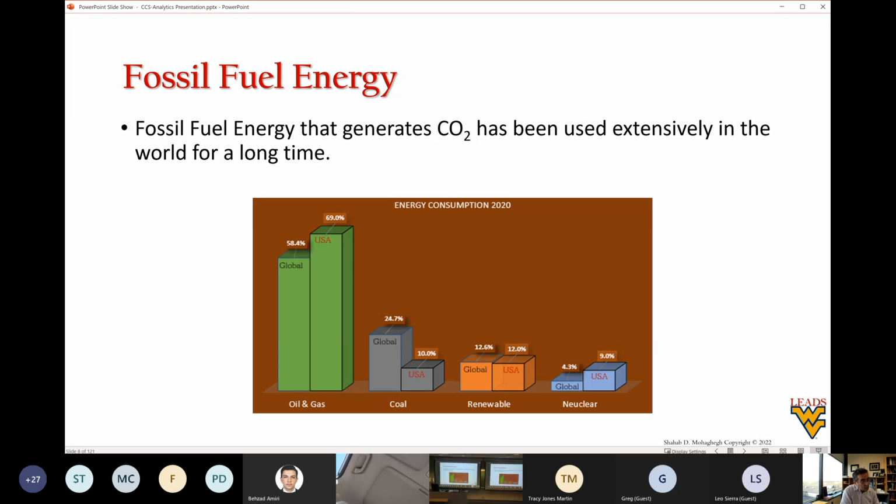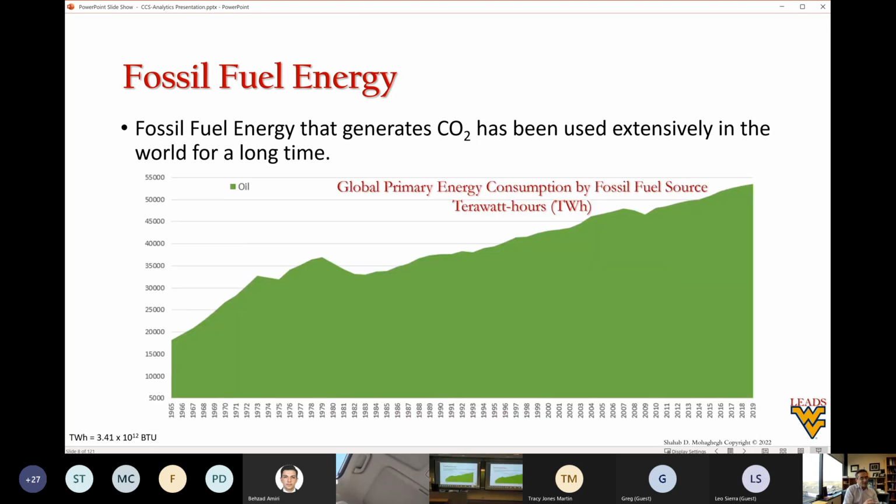The coal was more, about 25% versus 10% of the US. And renewable is almost exactly the same. And nuclear in the US was higher than other places. That was in 2020. So let's look at 1965 to 2019.